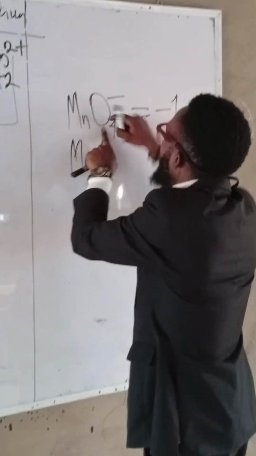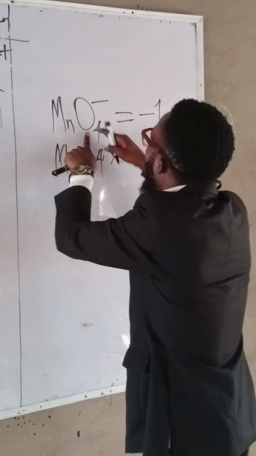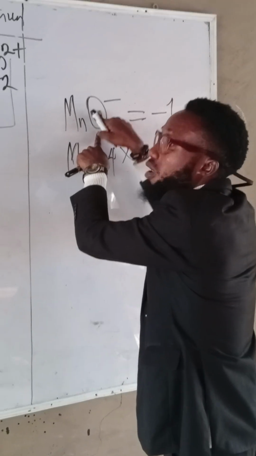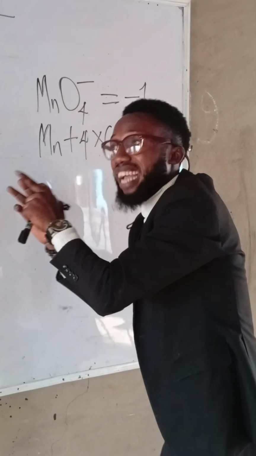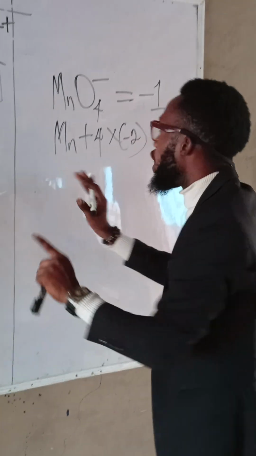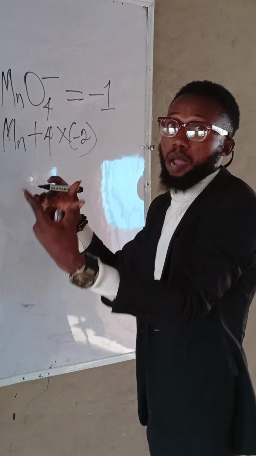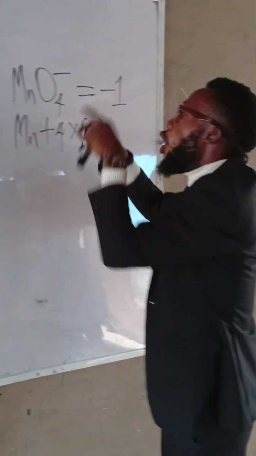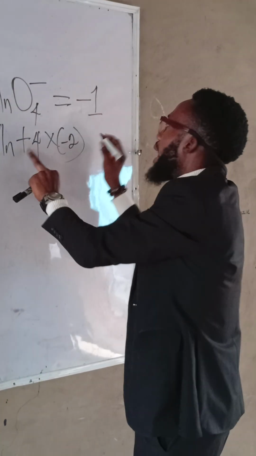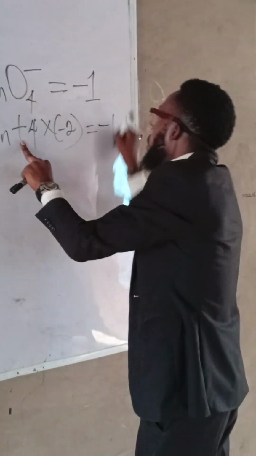How many atoms of oxygen do we have here? 4. Multiplied by what is the ON of oxygen? Oxygen is -2. Don't worry, I'm going to dedicate a particular video to explain everything here. But it's actually very, very simple. If you are preparing for JAMB, you should at least have an idea of how to calculate or find ON of an atom in what? In a radical. Now be all equal to -1.